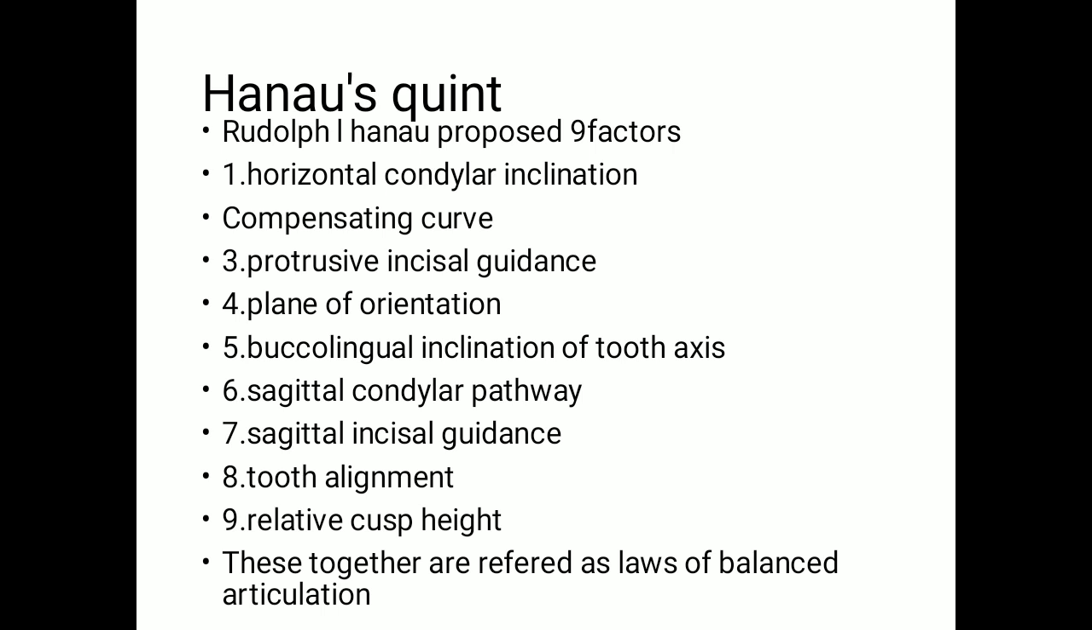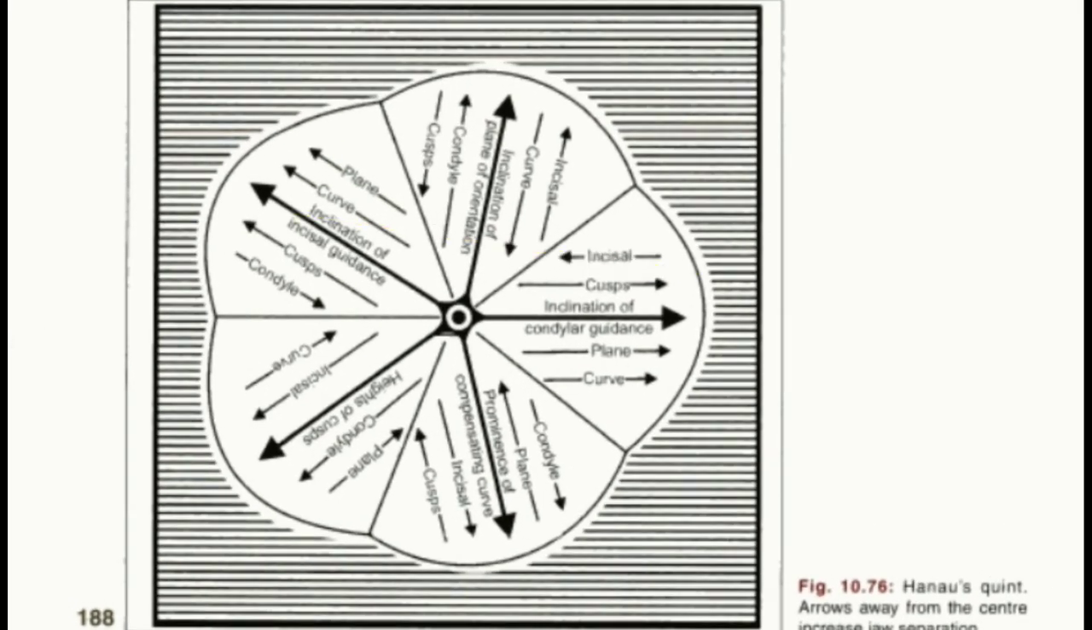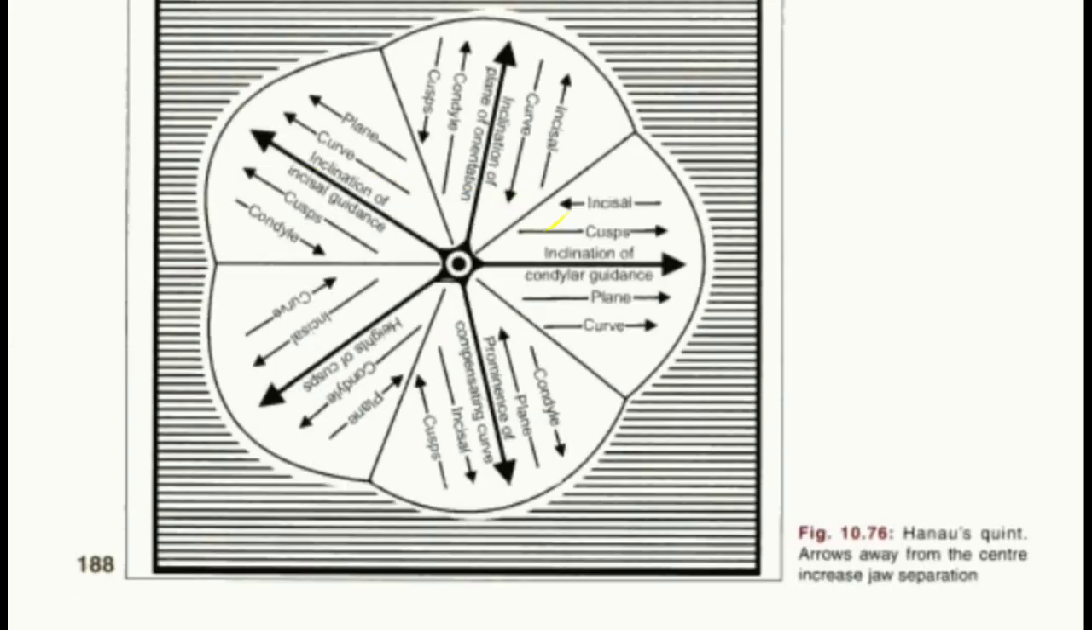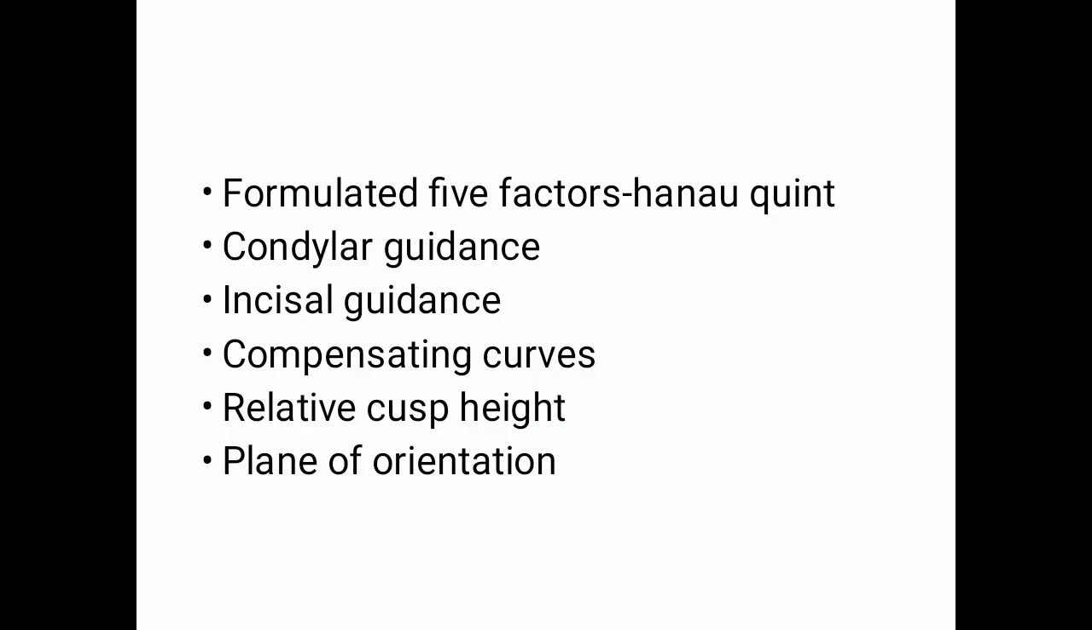Of these 9 factors, 5 factors are formulated. These 5 formulated factors are referred to as Hanau's count. First one is the condylar guidance, next is incisal guidance, third is compensating curves, fourth relative cusp height, and the final one is plane of orientation. These 5 together are referred to as Hanau's count, but the 9 factors are referred to as the law of balanced articulation.